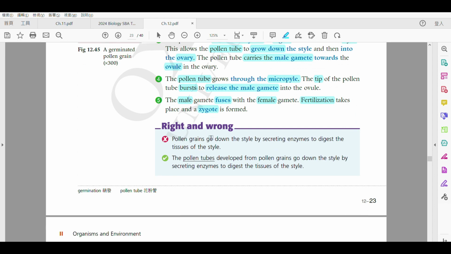Okay, so no question, then we'll go on and this part，我哋就會講到啦，pollen grain 係會 go down the style by secreting enzyme。咁我想問啦，is it pollen grain which secrete the enzyme？係咪 pollen grain 呢？去 digest 呢個 style 啦？答案唔係嘅，the answer is no，because it's the pollen tube developed by pollen grain，得唔得？係會 secrete enzyme to digest 呢個 style 嘅。Okay, so don't mix this up.